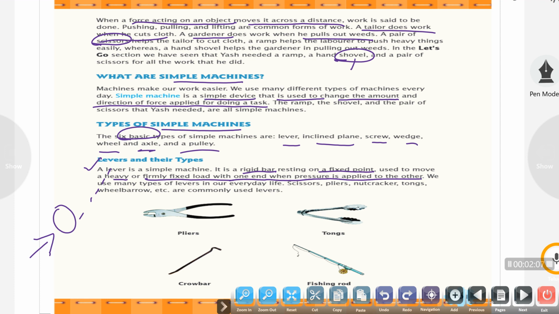When we apply pressure on one end, then by this pressure heavy or firmly fixed load is moved, or will start to move. We use many types of levers in our everyday life like scissors, pliers, nutcracker, tongs, wheelbarrow, etc. are commonly used levers. Here are examples.